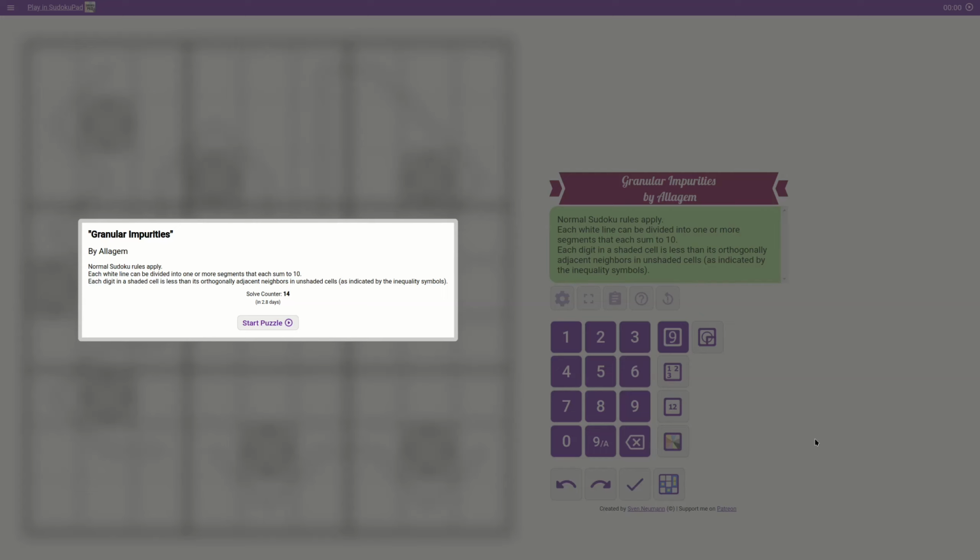Today I'm going to be trying my hand at Granular Impurities by Allagem. If you'd like to give it a go, there will be a link in the description below. If you do, please let me know how you fared and what you thought of it.